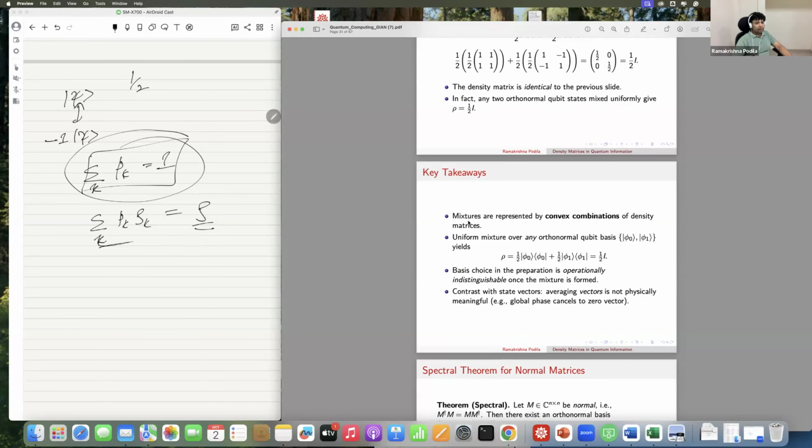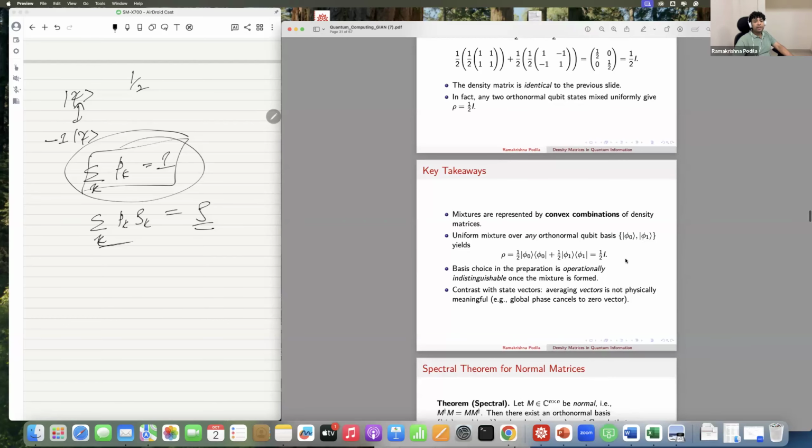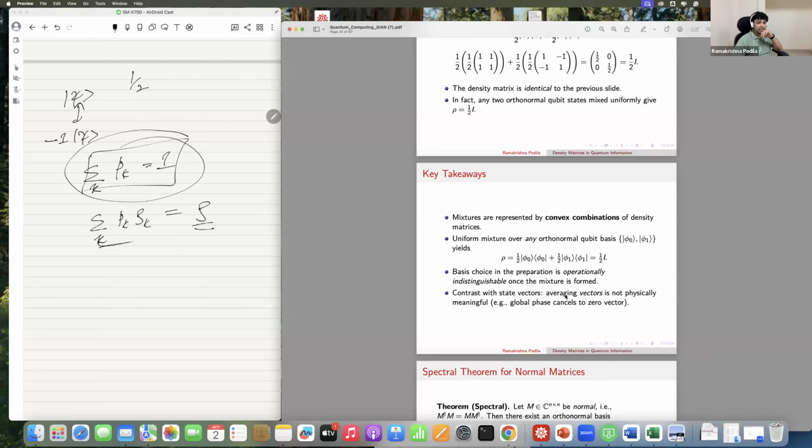So mixtures then are represented by the convex combinations, right? Uniform mixtures, if I have any orthonormal qubits, uniform mixtures would always give me I by 2, irrespective of the basis, as long as the qubit basis is orthonormal. So the basis choice in the preparation is not distinguishable once the mixture is formed. This is contrasting with state vectors, because when I average state vectors directly, I may not get a physically meaningful state vector. Are you following me? Does that make sense?